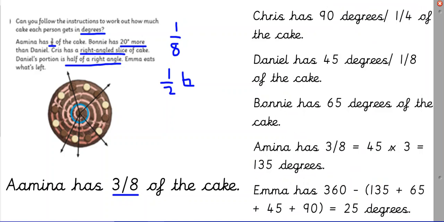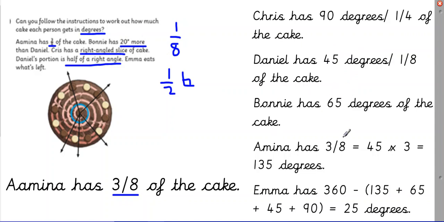Okay then, so Chris has 90 degrees of the cake, because he has a right-angled slice of cake. So that means he eats 90 degrees. Daniel has 45 degrees of the cake, because 45 degrees is half of that right angle, which is half of 90. Bonnie has 65 degrees of the cake, because Bonnie has 20 degrees more than Daniel. That's why she's got 65 degrees.